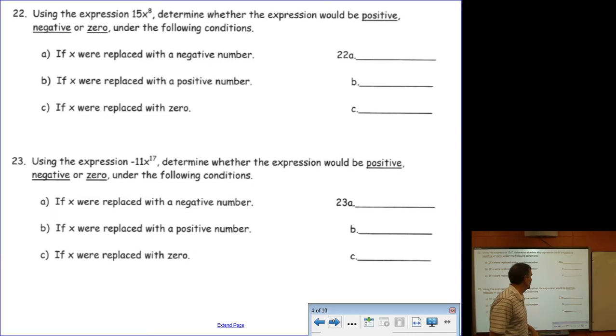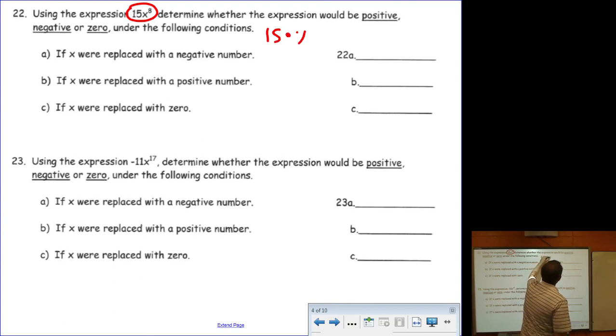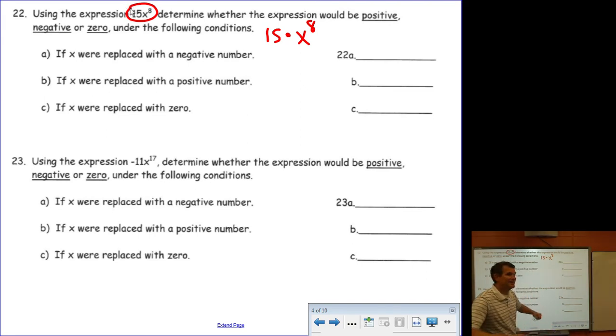All right, just a couple more. All right, in this problem, I have 15x to the 8th. And I want to look at what sign 15x to the 8th would be. So I like to write it like this. That is 15 times x to the 8th. The important thing here is I am multiplying two things together, and I want to look at the sign of both. Of course, the 15 is always positive. So let's put a positive under that. But x to the 8th might change depending on what type of number I put in for it.